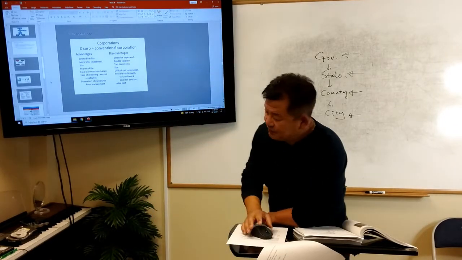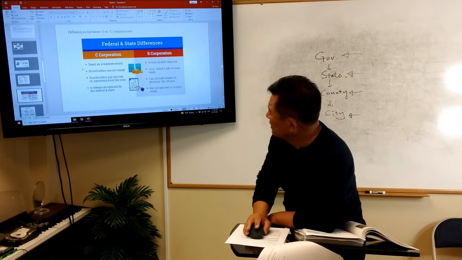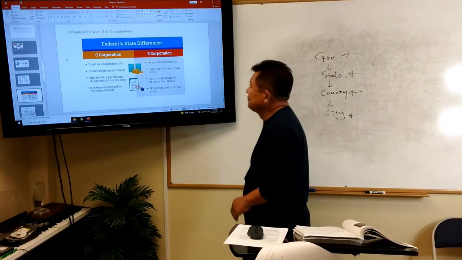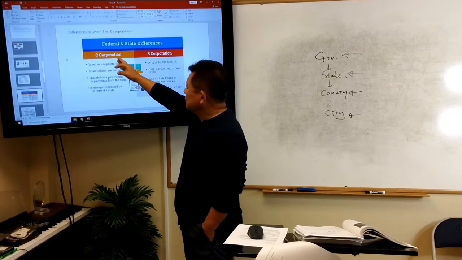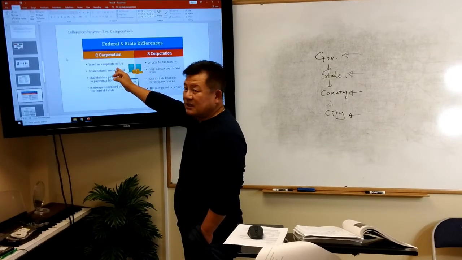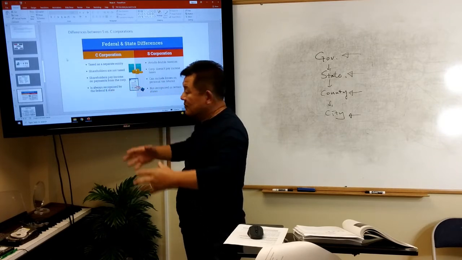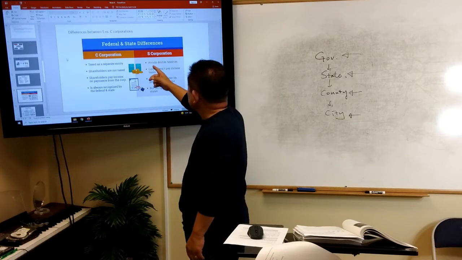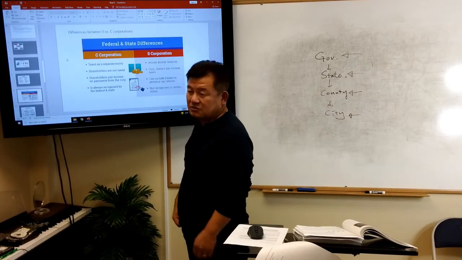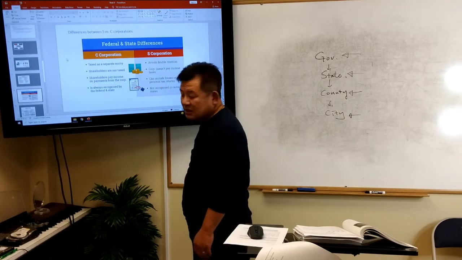So I have some comparisons of the federal and state differences between S and C corporation. The C corporation is taxed as a separate entity. The company has some entity, but the taxes are separate. But the S corporation avoids the double taxation. So that's why most companies like the S corporation.